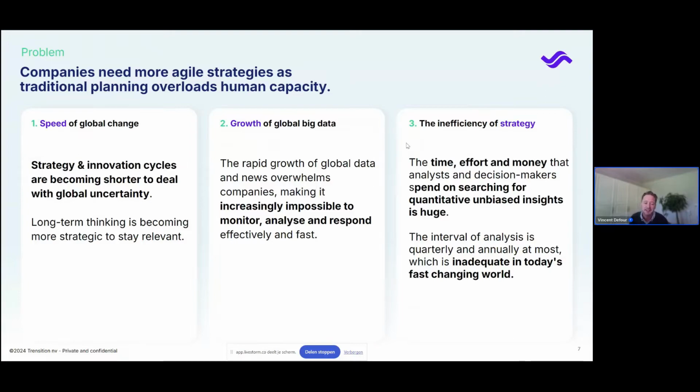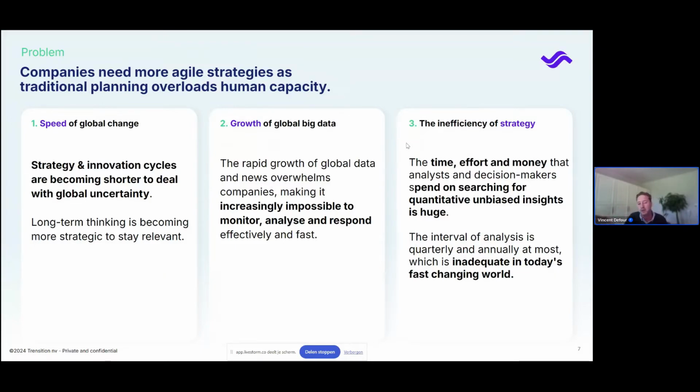Another big challenge that we see is that once you have teams focusing on the longer term, once you have foresight teams, strategic planning teams, innovation teams with that key responsibility, they have to deal with an immense and ever-growing flood of data and news. It's practically impossible to stay on top of all that news and respond effectively and fast.